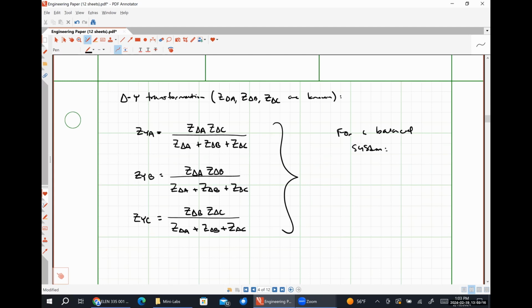For a balanced system, we would have ZY is equal to, and now if we look at this thing, it's going to look like Z delta squared over 3 Z delta, or simply 1/3 of Z delta. So for impedances, to go from Y to delta, we multiply by a factor of 3, and to go from delta to Y, we divide by a factor of 3. And now we have enough information to convert any combination, so Y delta, delta delta, delta Y into a Y circuit and do our analysis.